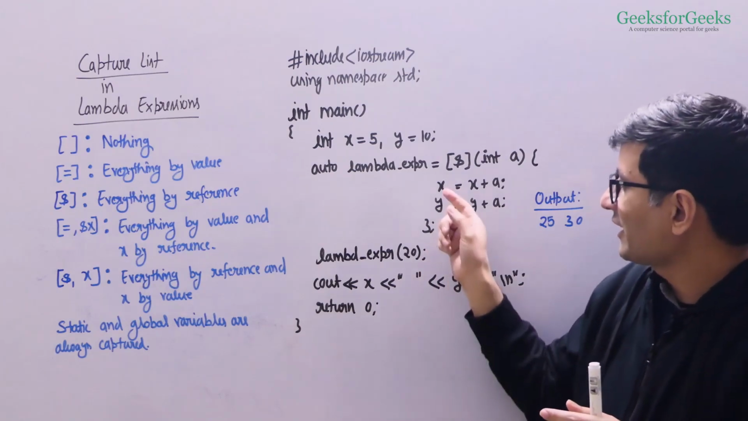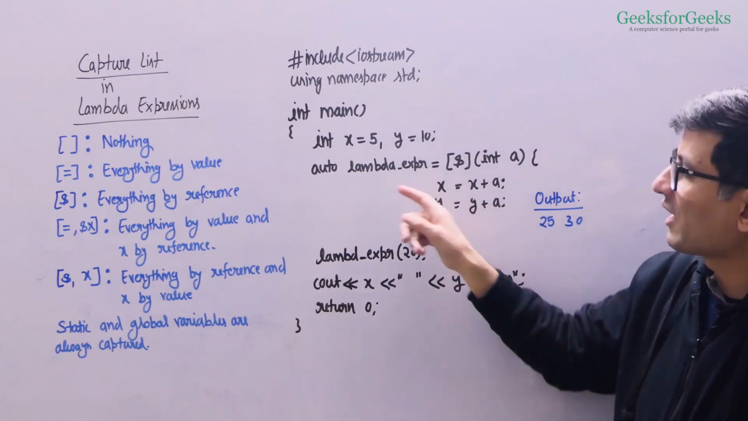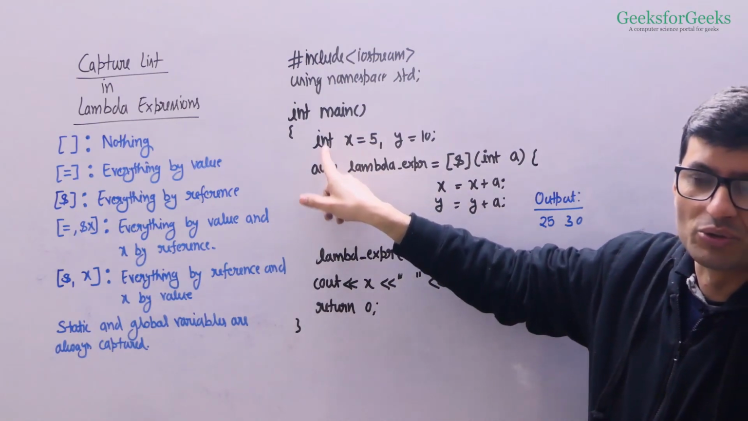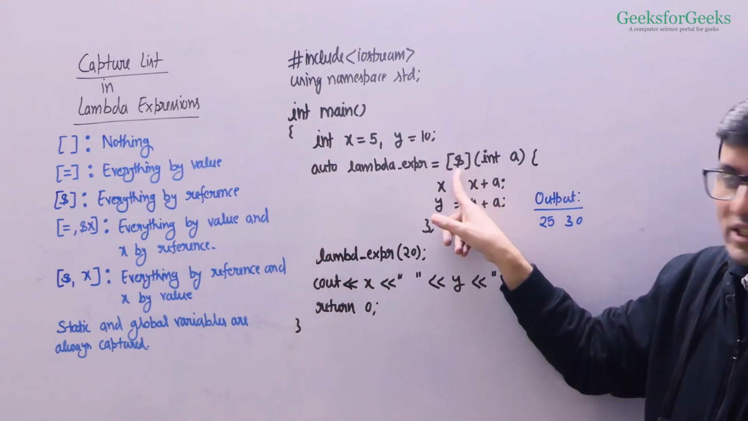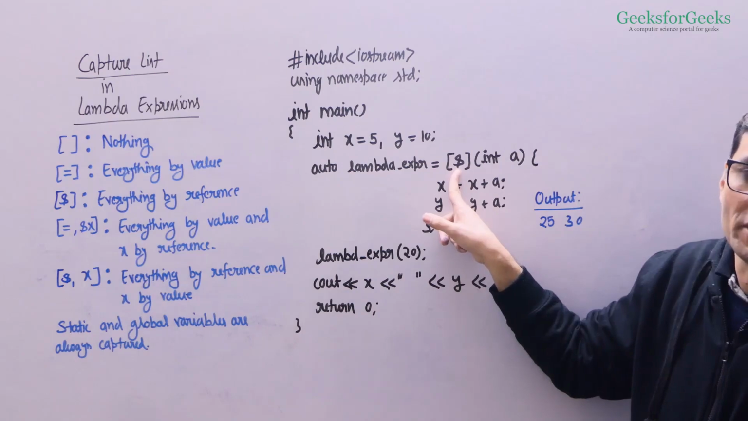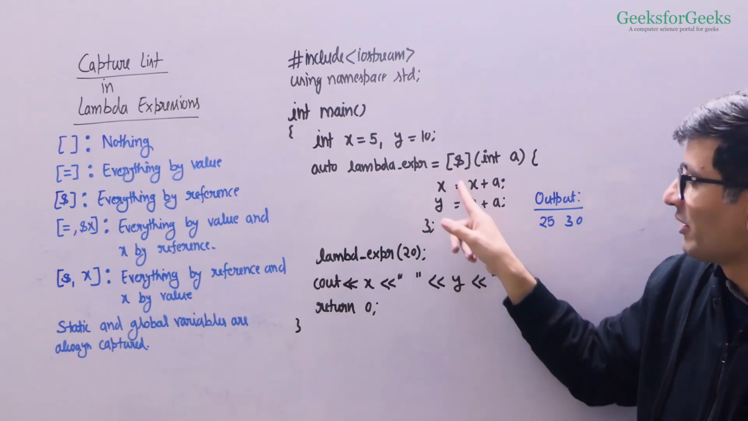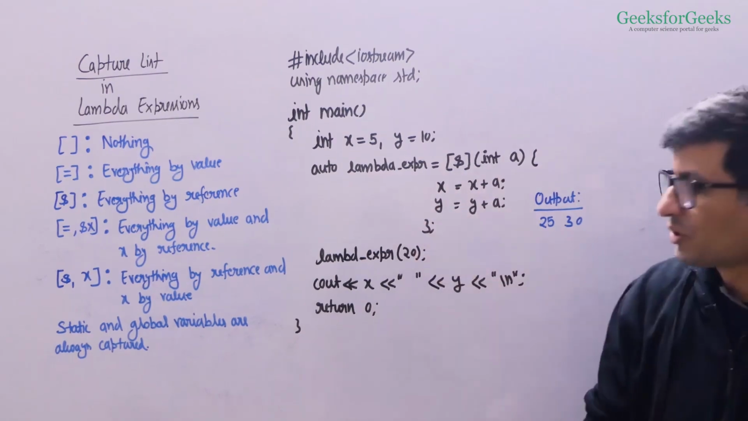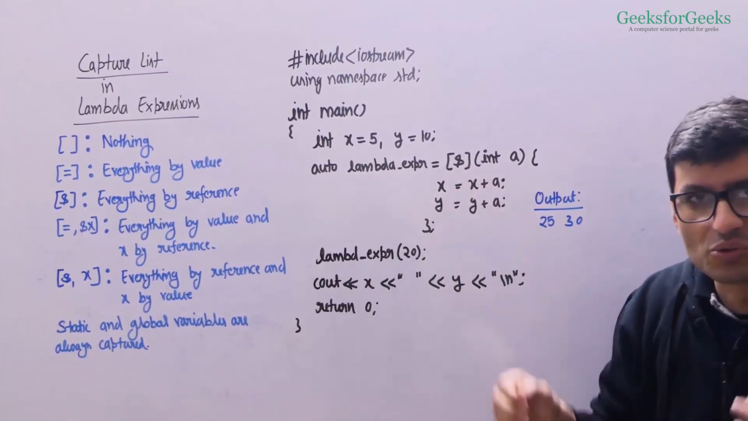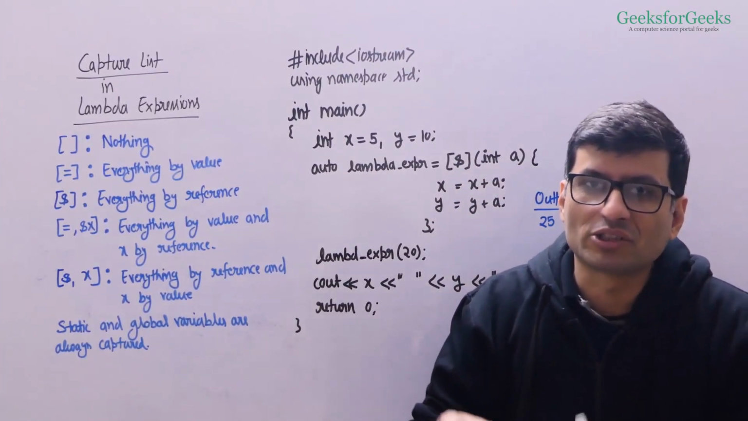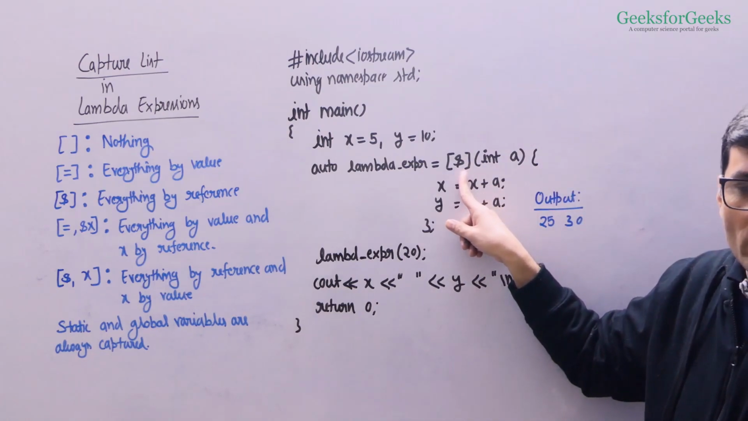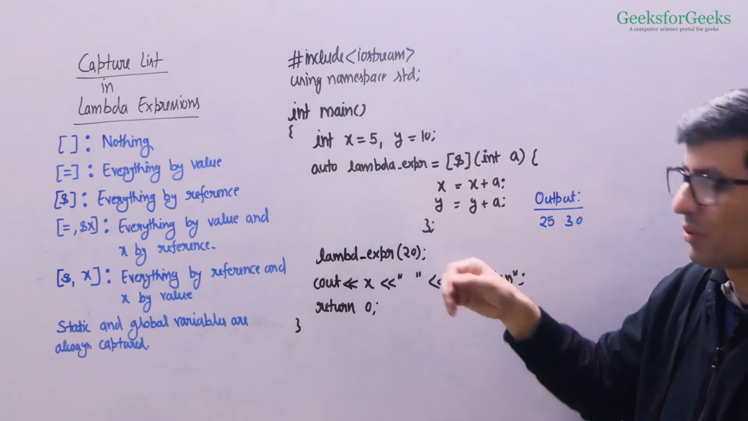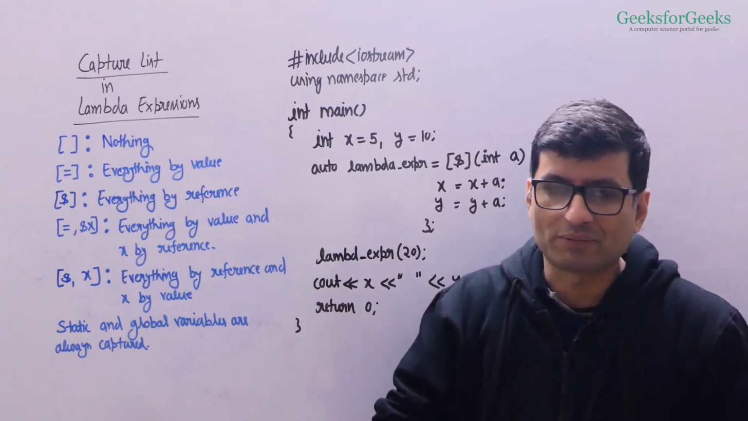See, these two variables x and y are local variables of the enclosing environment or enclosing function. If I do not write this ampersand, then these variables would not be accessible inside this Lambda expression. So this capture list here is used to capture the variables of the enclosing environment. And there are different things that we can provide in the capture list. We can provide the variable names that we want to capture.